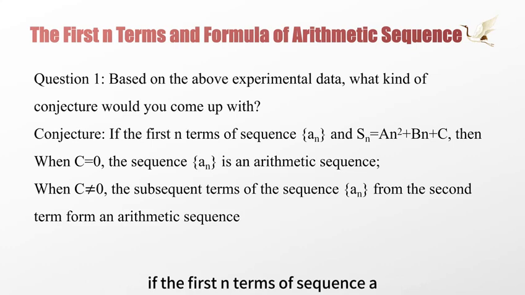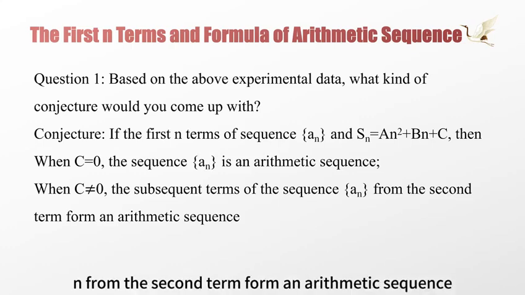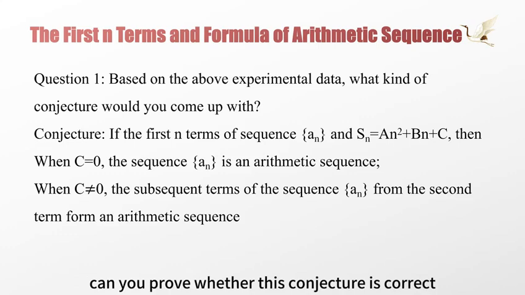If the sum of the first n terms of sequence a_n, S_n, is equal to an^2 + bn + c, then when c equals 0, the sequence a_n is an arithmetic sequence. When c is not equal to 0, the terms of the sequence a_n from the second term onward form an arithmetic sequence. Can you prove whether this conjecture is correct?